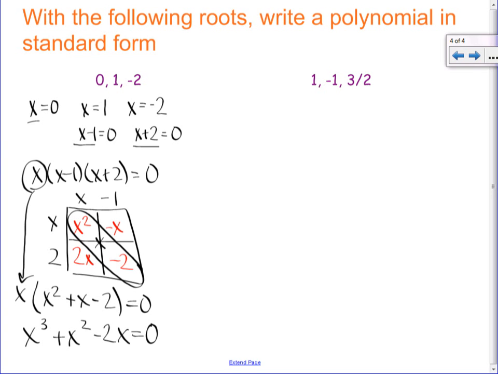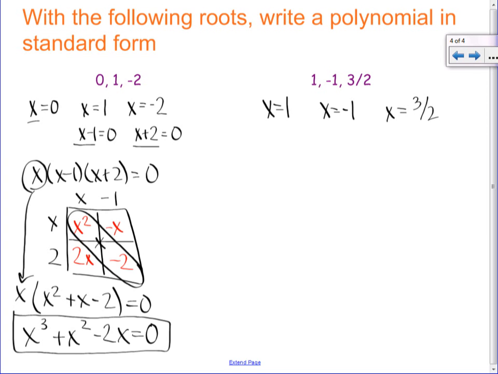Now I bring up the last one because I want to make sure that we remember what to do with fractions, because we want to get rid of that fraction right away. All right, so same first step. X equals 1, x equals negative 1, x equals 3/2. These two are just going to pull the numbers over, so we'll subtract 1 on this one, add 1 here. What do we do here? Yeah, we want to get rid of this fraction. So right now there's a 2 on the denominator. If we multiply both sides by 2, we got 2x equals 3, and then we can subtract 3.